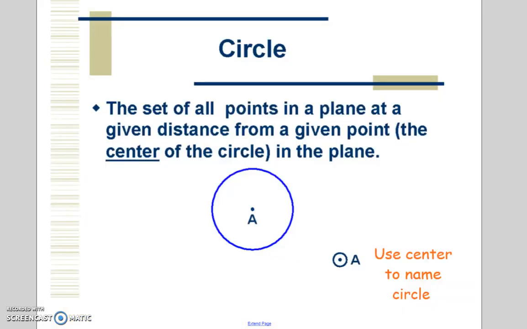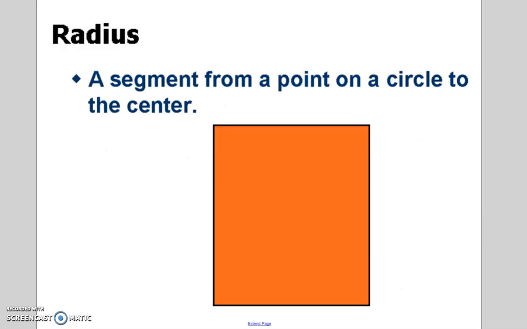So we are moving on to circles, and a circle is the set of all points in a plane at a given distance from a given point, or the center of the circle, in the plane. So what you need to know is that every point on the circle is the same distance from the center, and that's what makes it a circle. And then we use the center to name it. So this would be circle A, and this would be circle A. Regardless of the size of the circle, you still just use the center to give it a name.